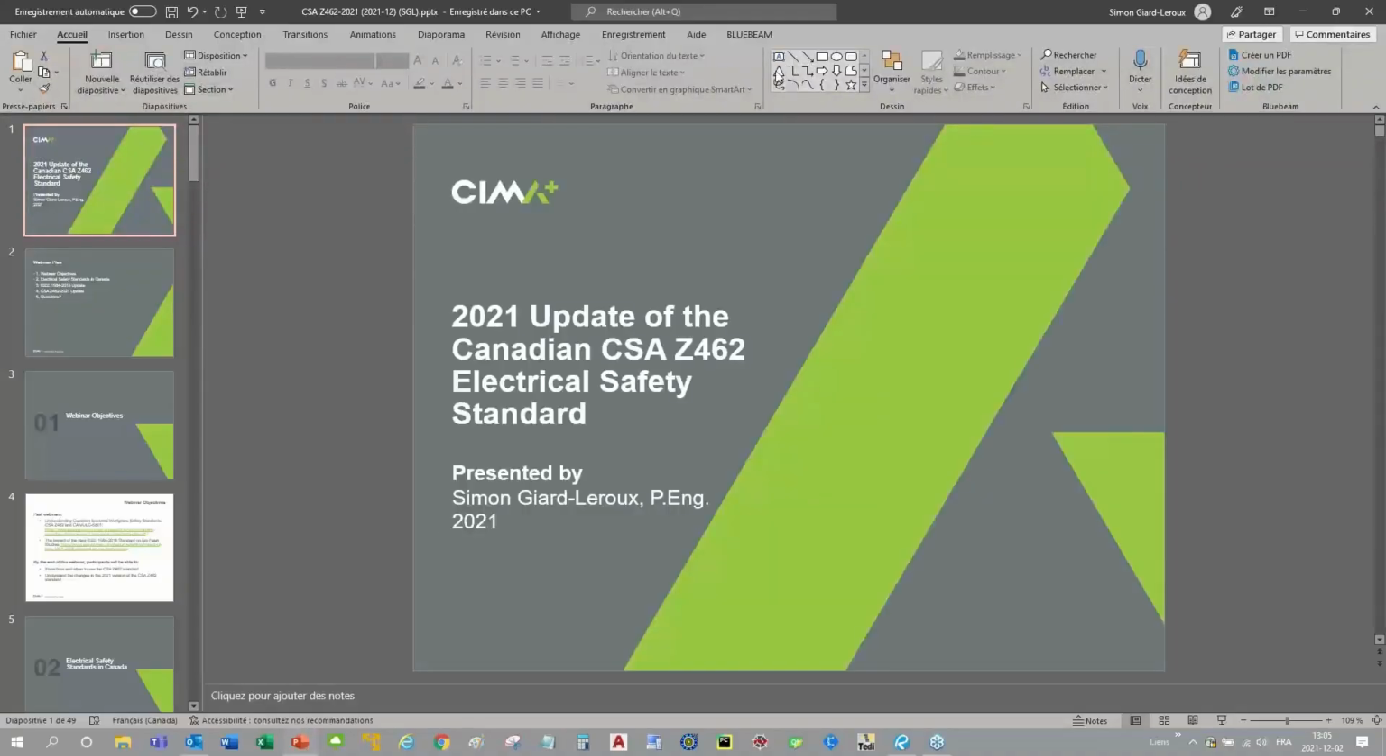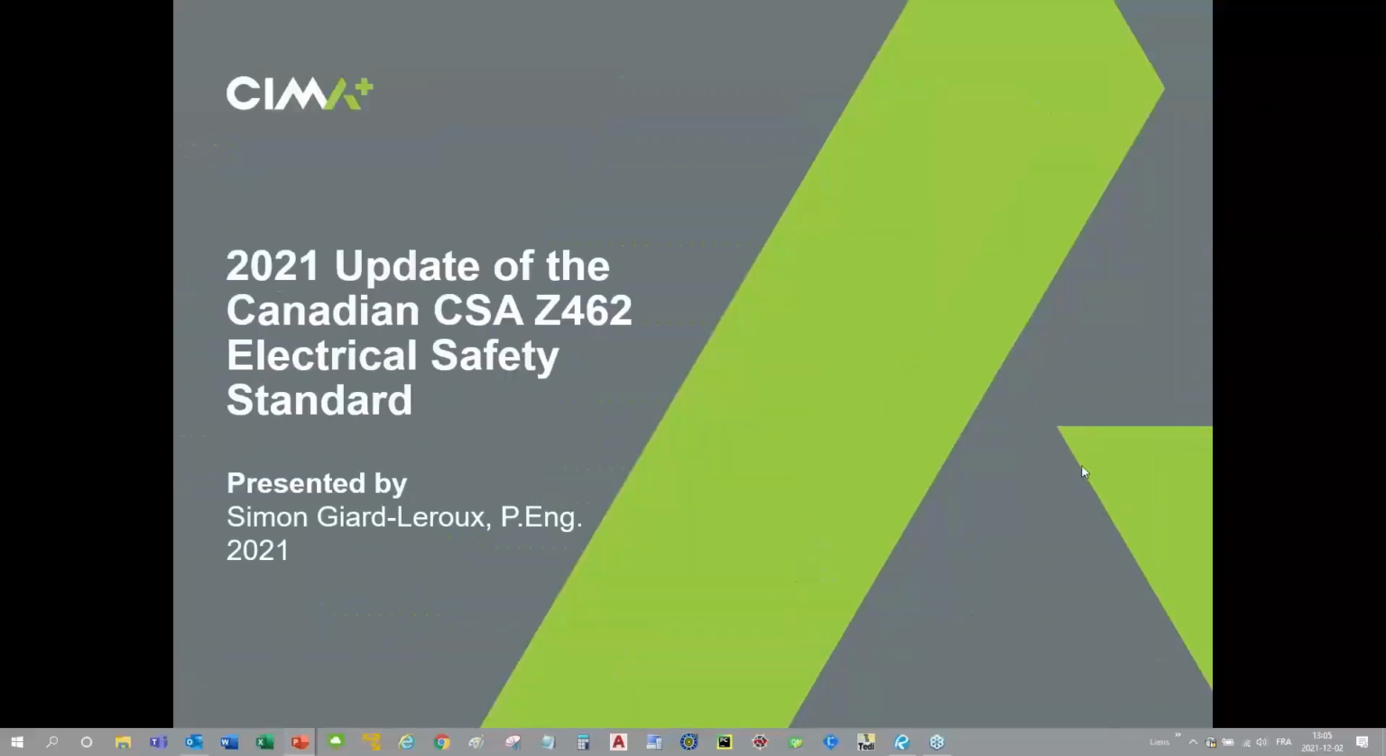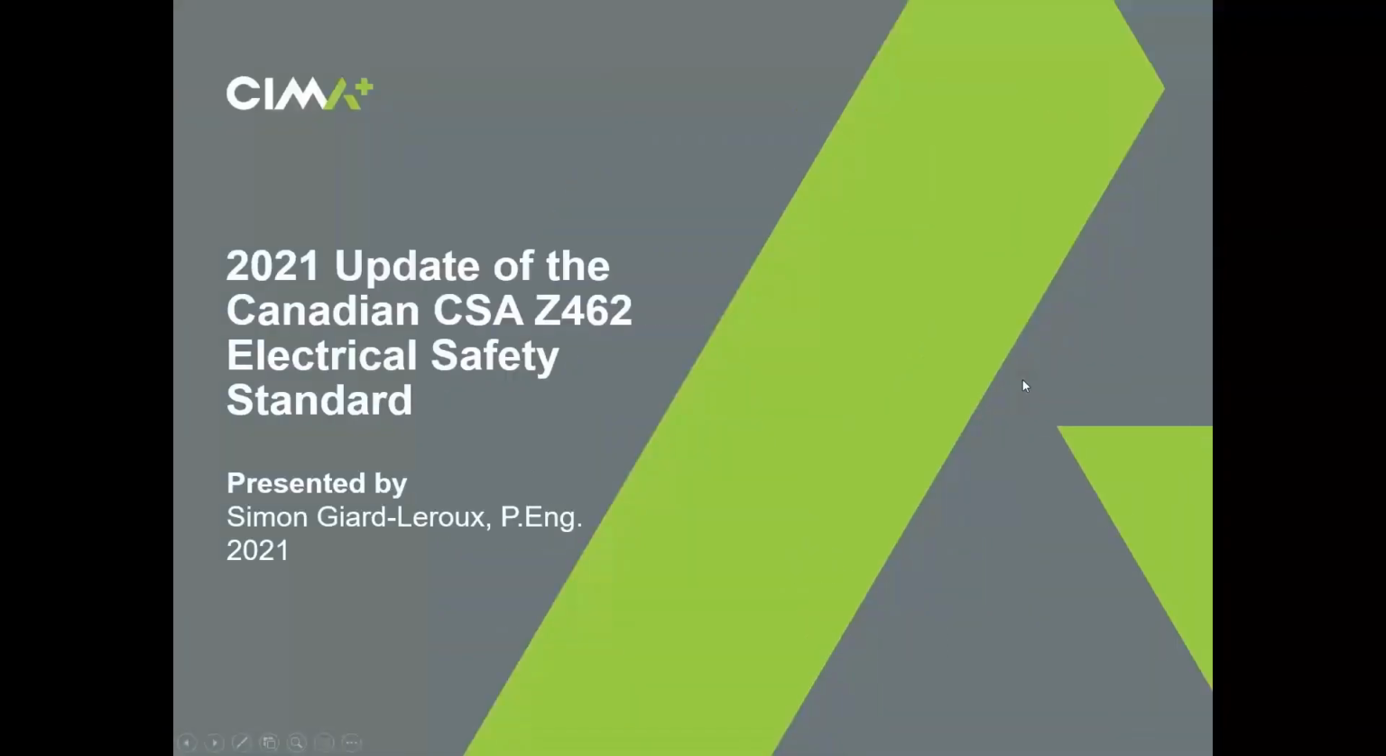So I'll share my screen, just one second. Perfect. All right, so hi everyone, welcome to this webinar. I'd like to start by thanking EasyPower for the invitation to hold this webinar today. So the subject today, as Jim mentioned, is the 2021 update of the Canadian CSA Z462 electrical safety standard. The last version was the 2018 version, so there are a lot of changes in this new version.